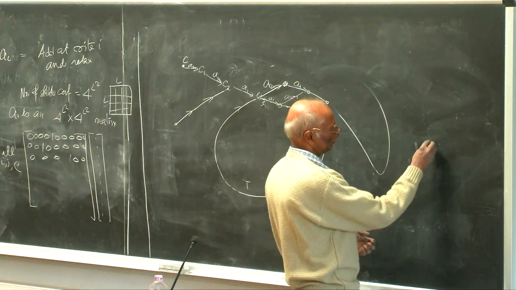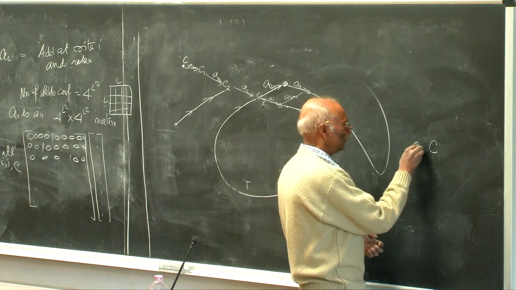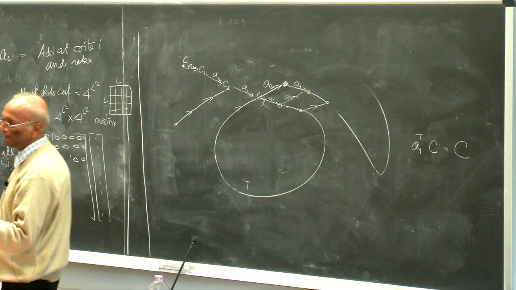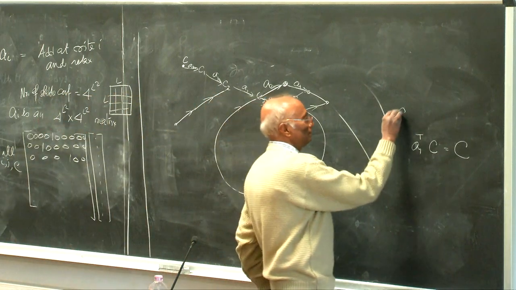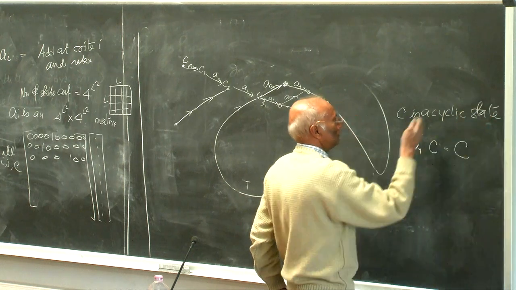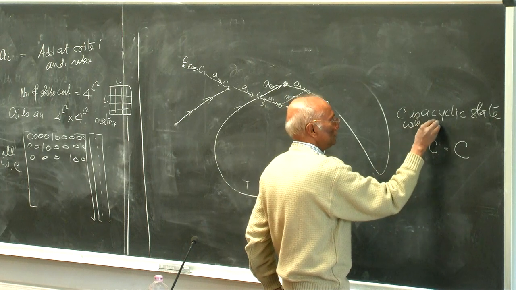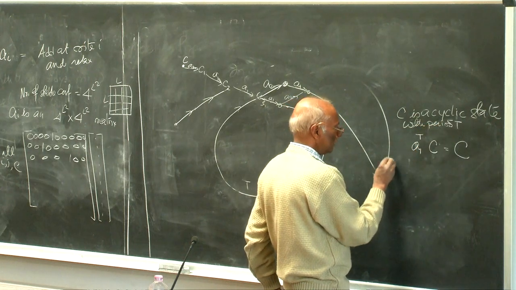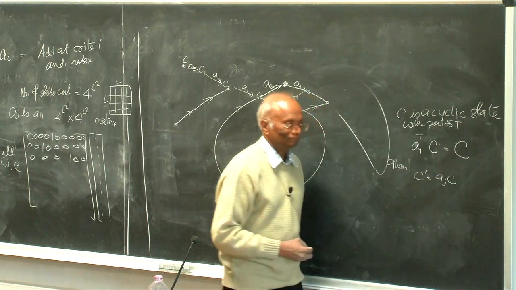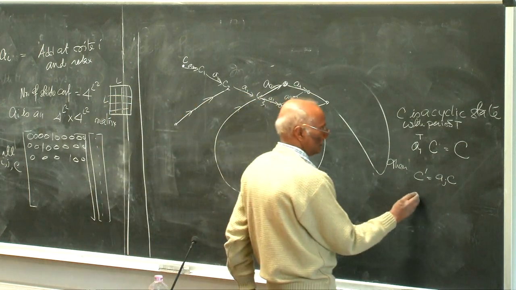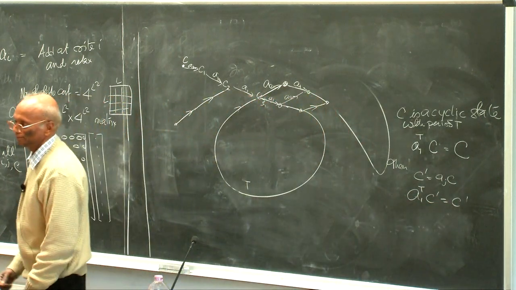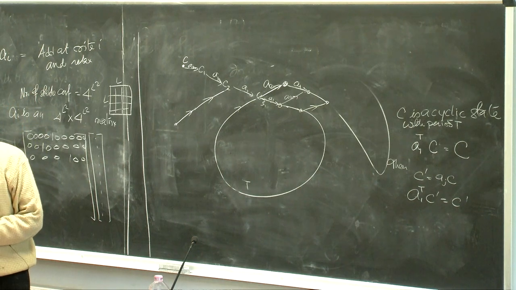Let us produce a formal proof. If there is a configuration C such that A1 to the power T of C is equal to C, so C is a cyclic state with period T. Then C prime is equal to A2^j C. Then A1 to the power T of C prime is equal to C prime. So all the periods will be the same.